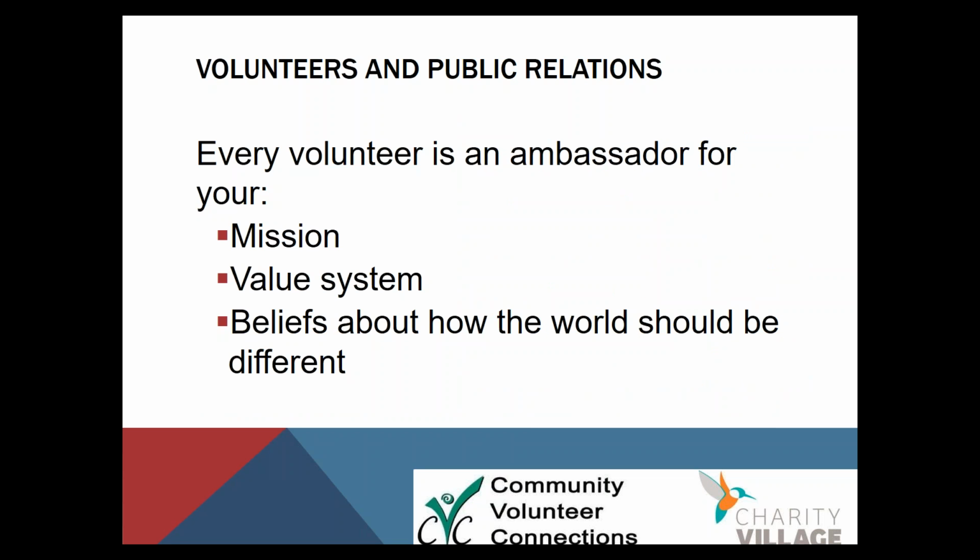Every volunteer is an ambassador. They're an ambassador for your mission, for your system of values, for your beliefs about how the world should be different. And that is a huge key resource for any of your marketing and public relation goals.